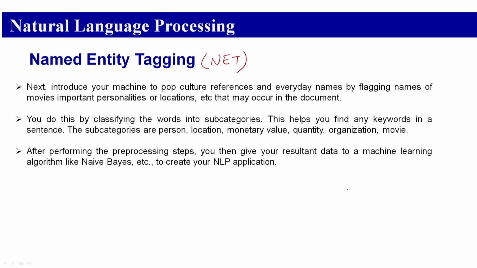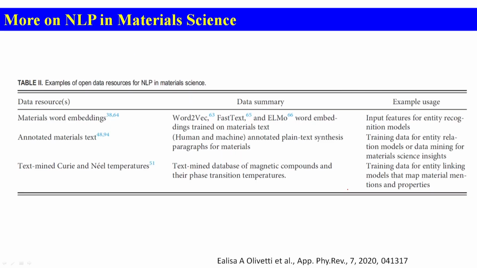After performing these preprocessing steps, you can give your resultant data to machine learning algorithms of different types, Naive Bayes is one of them, that can create the NLP applications. So all these things will be performed first, these are called preprocessing. Then it will be put to a machine learning model to create the NLP applications. So, in material science there are many types of NLP coming into the picture.